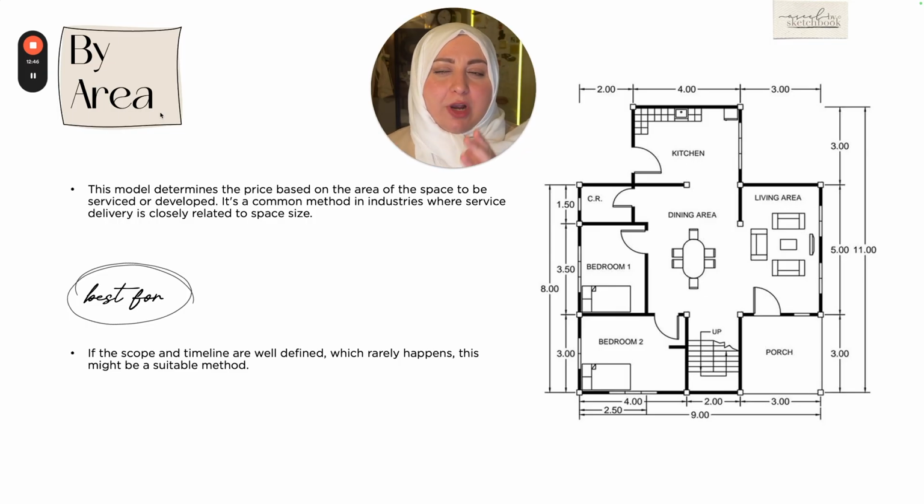Where is this pricing model good for you? If the scope and timeline are well defined, which rarely happens. So you have a very clear timeline, for example, a week to complete this room, and you are sure that it's one week because they're moving in one week and that's it, and there's no scope creep. And the scope as well, like they just need to accessorize the room, for example. That makes sense then to charge by area. Can you tell I had a really negative experience with this?